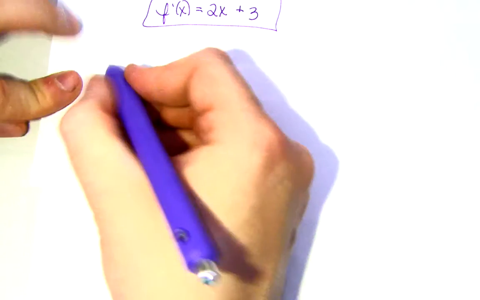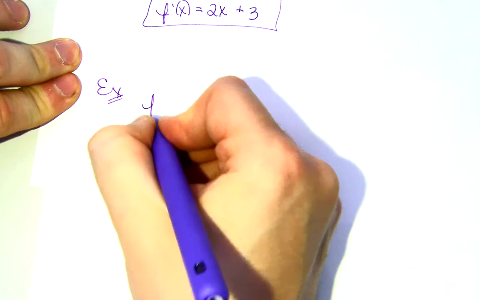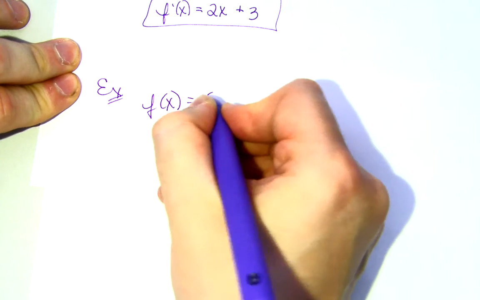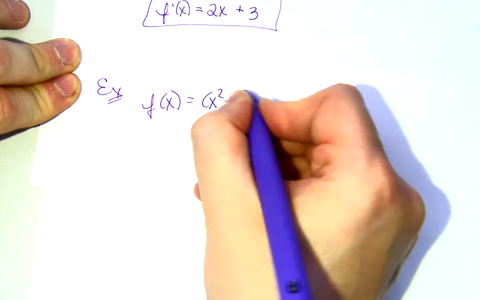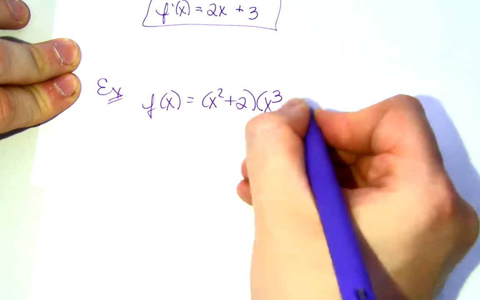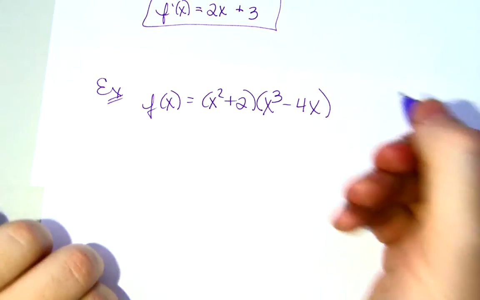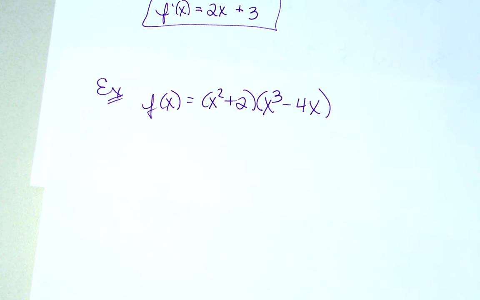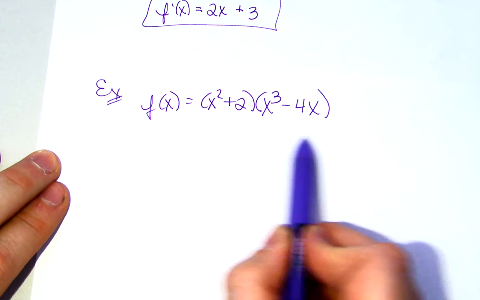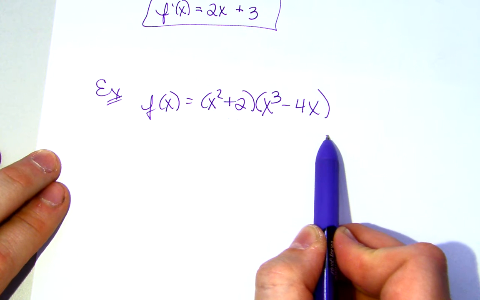Next. I would like to do the derivative of f of x equals x squared plus 2 times x cubed minus 4x. Have I given you guys the product rule yet? No, there is a product rule that is not as easy as the derivative of the first one times the derivative of the second. It's more involved.